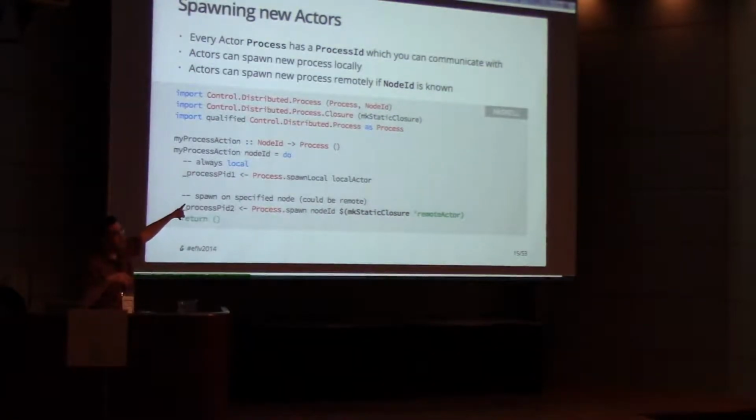So at this point, you're running in the Process monad and you have access to all this API. If you're not running in the Process monad, this won't compile. So the type ensures that everything is set up in order to do what you have to do.